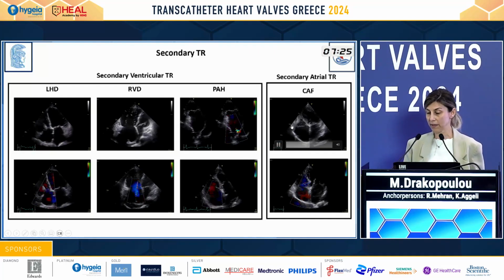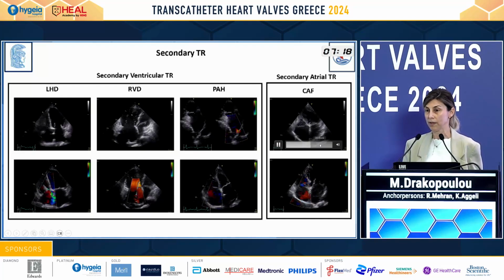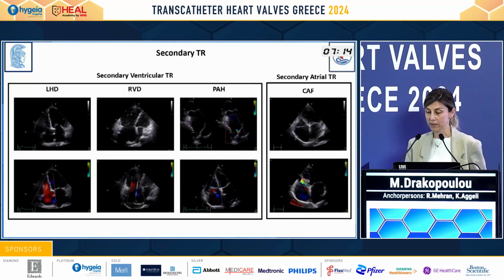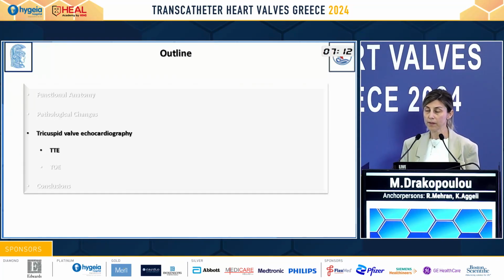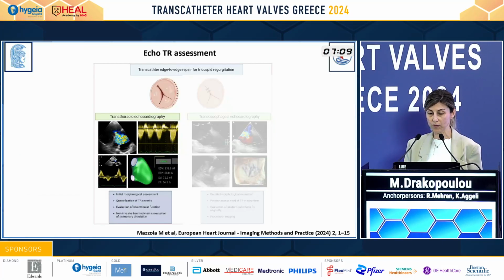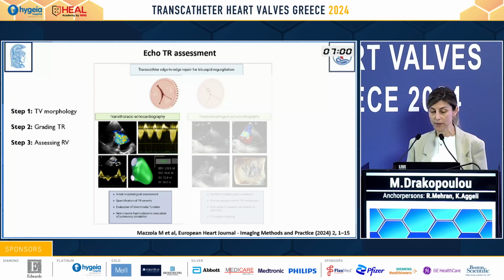Going to the atrial TR, we see that the RV in these cases is good, is functioning well, and the size is good, whereas we have huge right atrium and biatrial dilation due to chronic atrial fibrillation. Going to the echo of the tricuspid valve, we know that we can have both the transthoracic and TOE images in order to clarify the anatomy. And transthoracic echo, starting from this, can clarify the morphology of the tricuspid valve, grading the TR severity and assessing the RV, as we said previously.